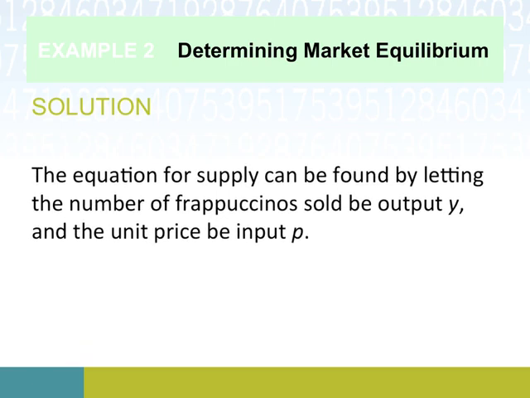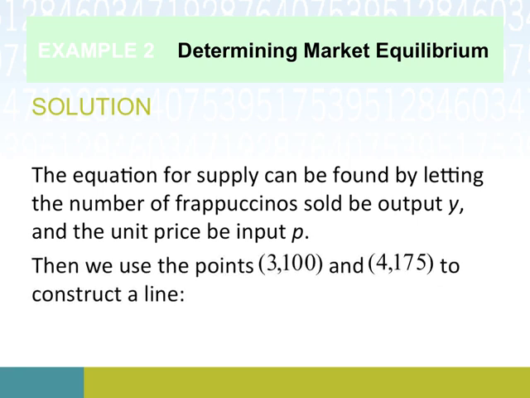Okay, so supply was the first thing they said, so let's tackle that first. Equation for supply can be found by letting number of frappuccinos be y and the input price be p. It's up to you whether you choose output to be price or number of units sold. I think there's an argument that it makes sense to have price be the input and number sold be the output, as in this case. But it's certainly possible to do it the other way, and there are definitely instances where price is the output and units sold is the input.